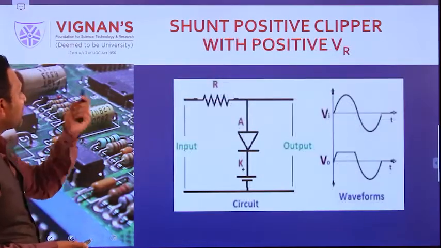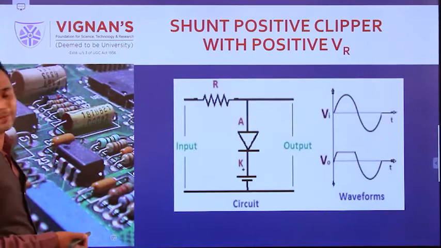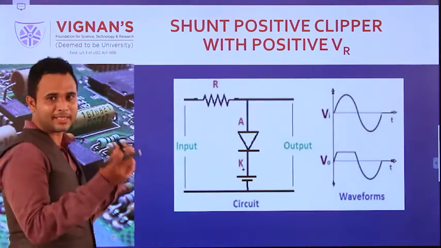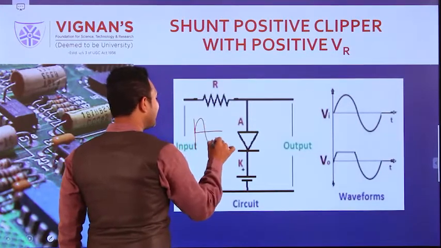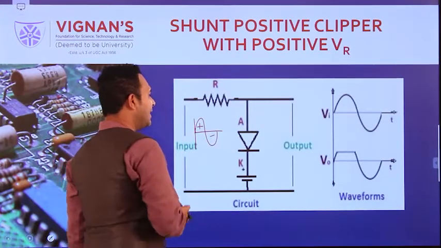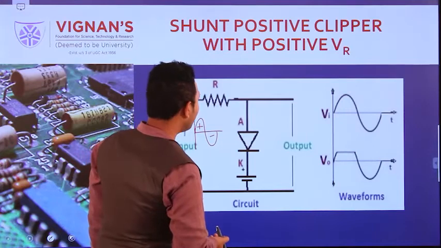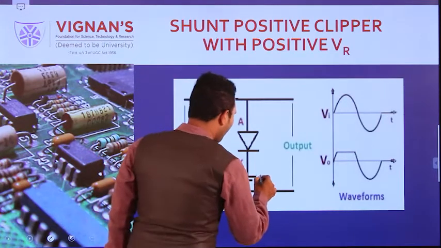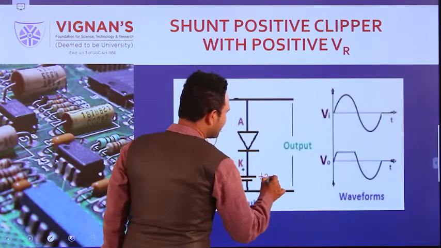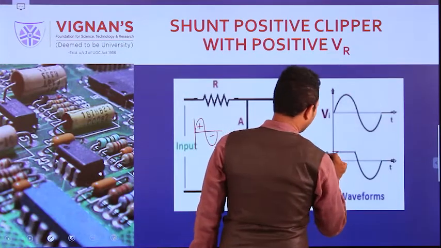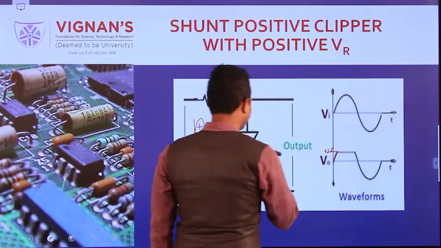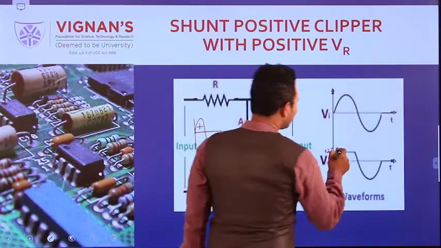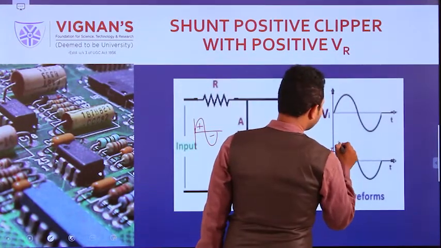Coming to the shunt positive clipper with a positive reference. This is also the same reverse manner. Here also my voltage is a sine wave, with positive and negative peaks. At the time of the positive peak, up to 2.5 volts the diode is in forward bias. After that the diode is in reverse bias, so the remaining is going to the suppressor.